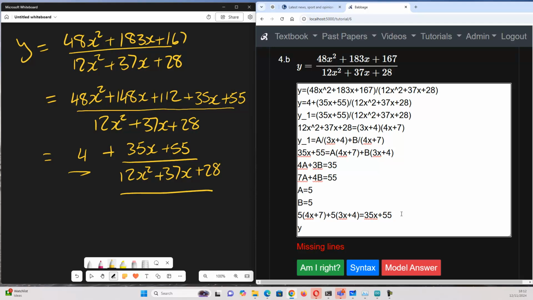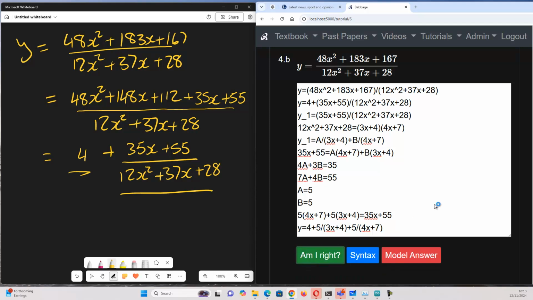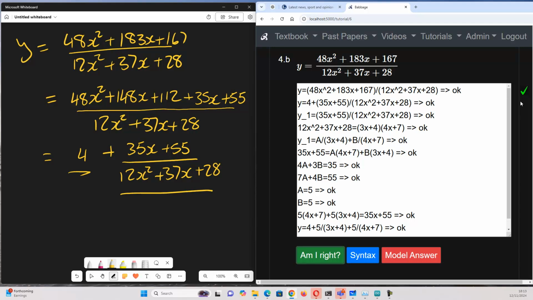Which means I can now cut to the answer, which is that y, not y1, I'm coming back to here, y is equal to 4 plus, and I'm just going to copy from here and paste that in. A is equal to 5 and B is equal to 5. And am I right? Yes, I am, and there's the tick. And that's how you solve an improper partial fraction.